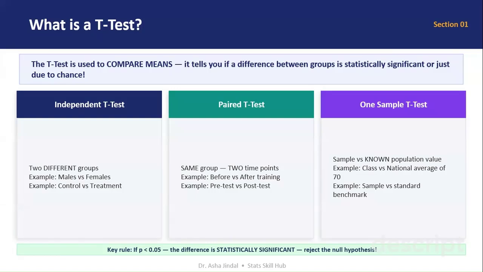The t-test gives us a p-value. And if the p-value is less than 0.05, we say the difference is statistically significant. This means the difference is real and not just due to chance.